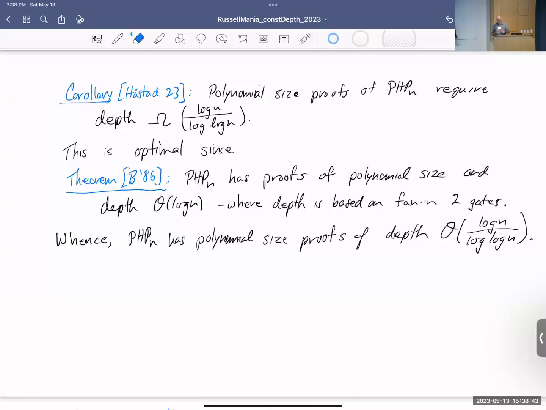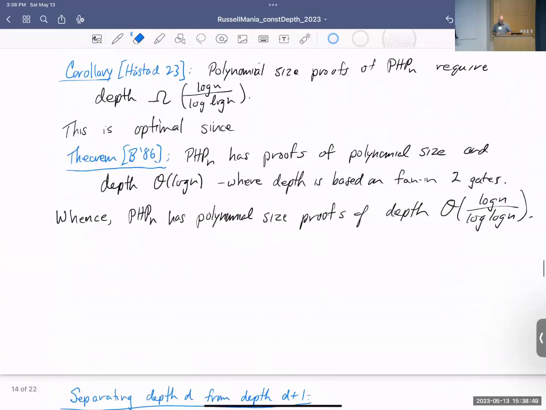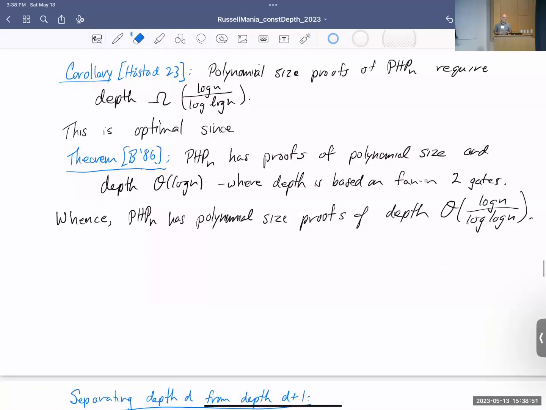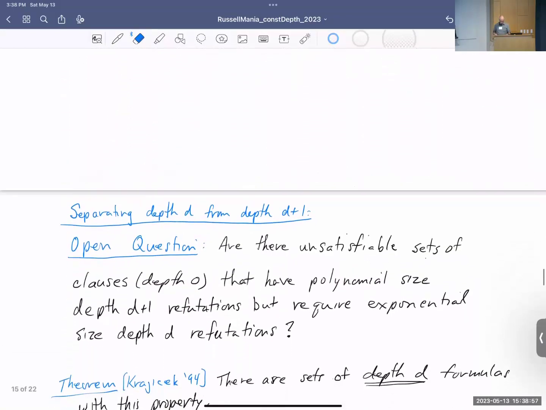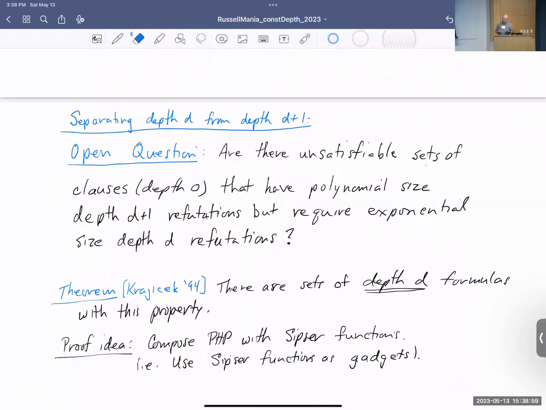I want to come back to this point in a minute. I see I'm running a little bit on time, but we did start late, didn't we? Yeah, okay. So now I want to set aside pigeonhole principle and constant depth and come back to an open question that's still open. What about separating depth D proofs from depth D plus 1? Are there unsatisfiable sets of clauses of depth 0 that have polynomial size depth D plus 1 refutations, but require exponential size depth D refutations?